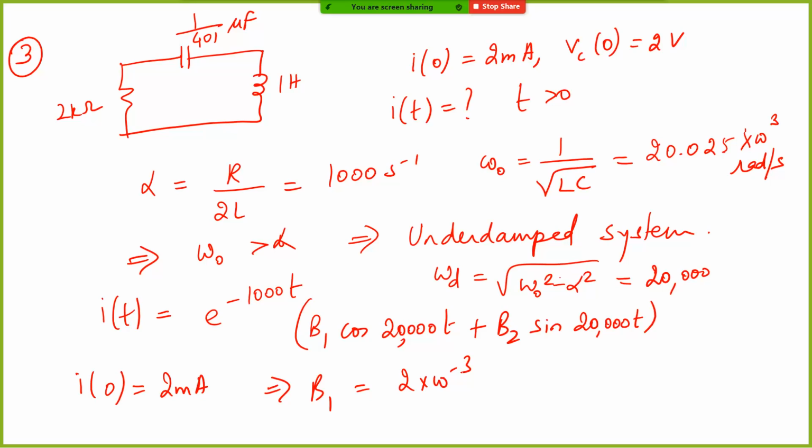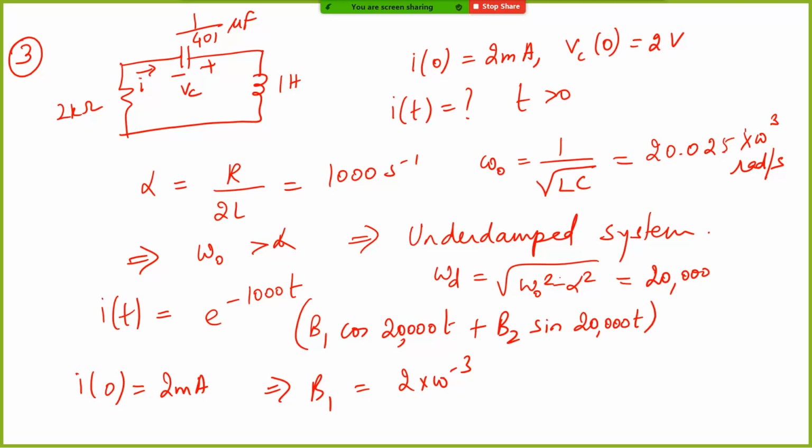Now we need to find out only B2. Now how do we find out? So we have to differentiate. What is given is Vc of 0, correct. So I think the direction is like this. Vc is given like this, Vc. Okay. And I is given in this direction. Okay. So you can take the derivative, if I of 0 is 2 milliamp, right?